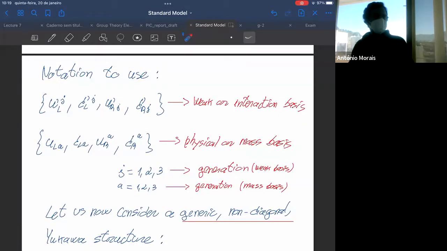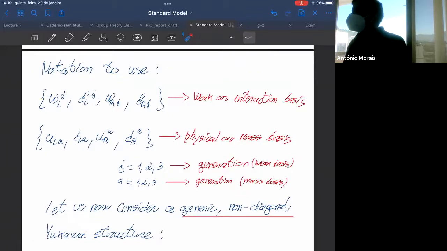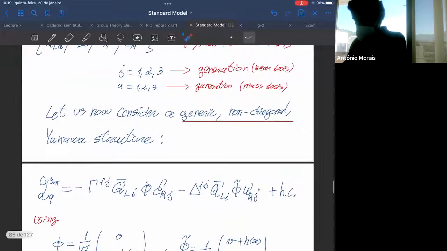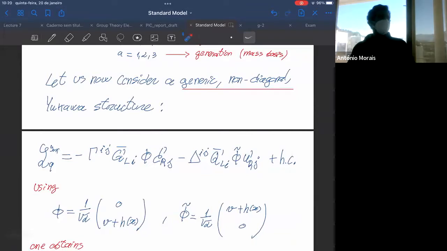So let's look again at the Yukawa Lagrangian, and look at it in a generic non-diagonal scenario. We are going to do this for the quarks. So this is how the Yukawa Lagrangian looks like. This is actually the notation that is typically used. For the down type quarks, people typically use gamma matrices, and for up type quarks, delta matrices. These are Yukawa matrices. So we are no longer talking about Yukawa coupling as a number. We are talking about a set of numbers, or in this case, a matrix.